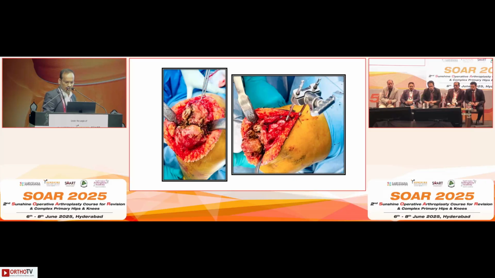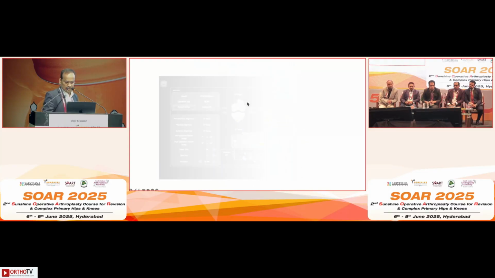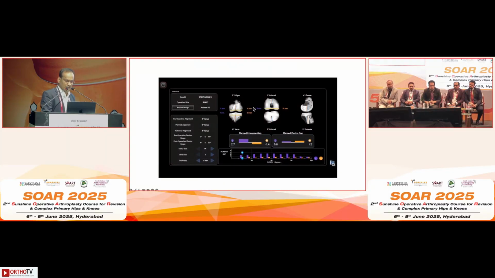So once I open, this is how the joint looks, and these are the robotic pins. And once we have the plan, this is how the posterior cuts look, you can see. And this is the plan we did. As I mentioned, you can see around 17 to 19 millimeter of posterior condyle bone needs to be removed to make it really into these shapes.